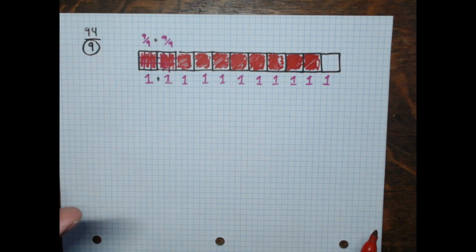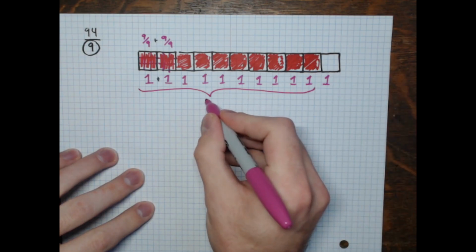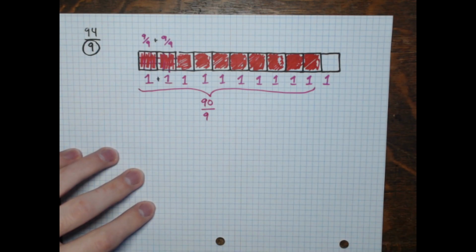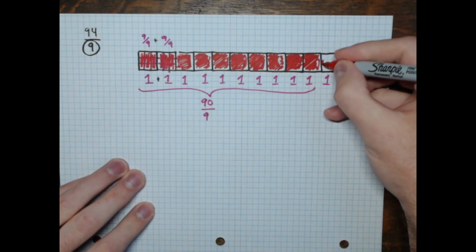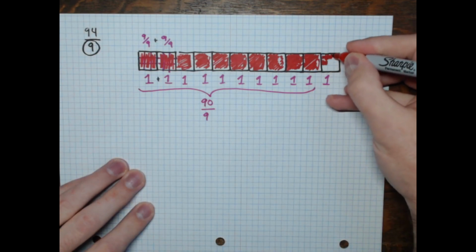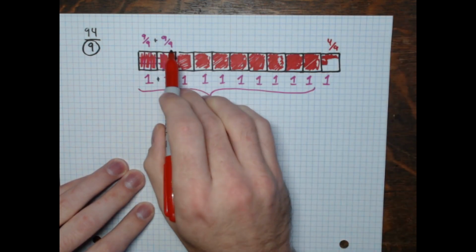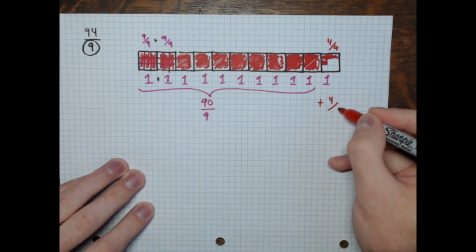That's too many. So all these here, up to this 10th unit, this is 90 ninths that I've filled in, 90 of these squares. So I just need 4 more. What's left over to make 94? I would need these 4. Here's 4 ninths at the end here. So all these are 9 ninths, 9 ninths, 9 ninths, 9 ninths, up to the 4 ninths.